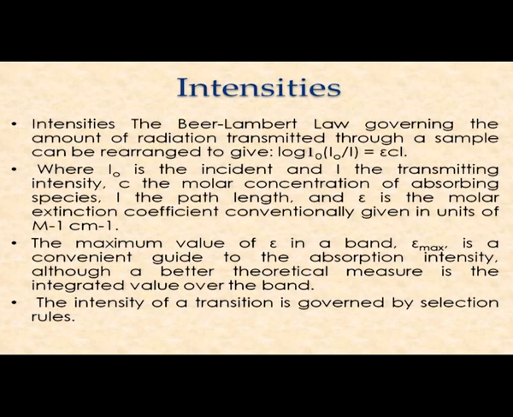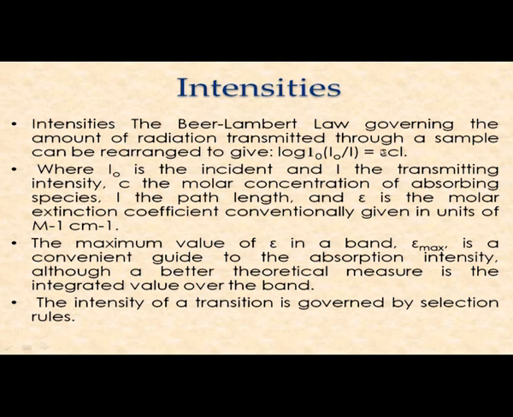Coming to the intensities of the spectral lines formed by the transition, the Beer-Lambert law is used to govern the intensity of the spectral radiation. The Beer-Lambert law is log of I naught by I is equal to epsilon into C into L, where I naught is the incident and I is the transmitted intensity, C is the molar concentration of the absorbing species, L is the path length, and epsilon is the molar extinction coefficient, conveniently given in units of mole inverse centimeter inverse.